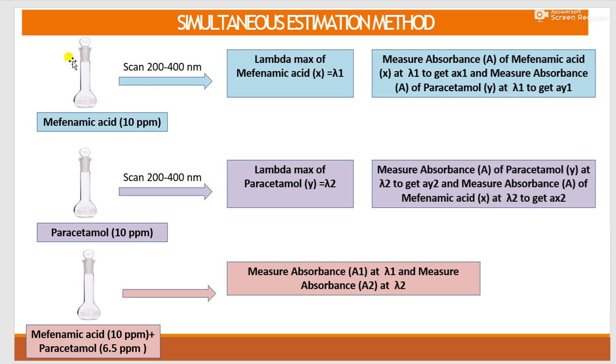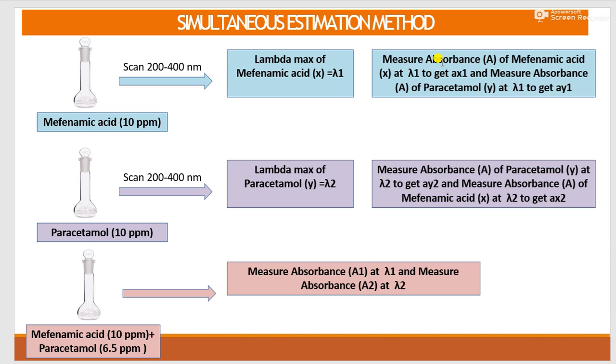This mefenamic acid you have to scan in UV using 0.1 normal NaOH as a blank, because the solution is prepared in 0.1 normal NaOH. You have to find out the lambda max of mefenamic acid. Here we have given the symbol X to mefenamic acid and symbol Y to paracetamol. So find out the lambda max of X, that is mefenamic acid, and call it lambda 1. So this will be our lambda 1.